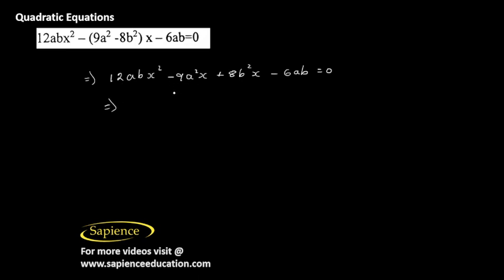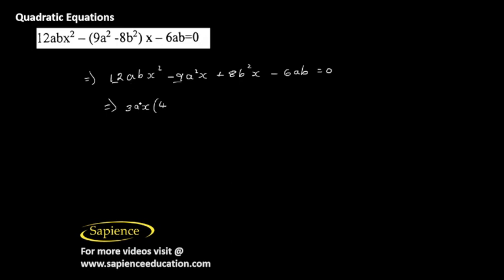Now from the first two terms, the common factors are a and x and a 3. 3 is a common factor among 12 and 9. So let us take 3ax outside, and inside we will have, if we divide 12 with 3, we will get 4.